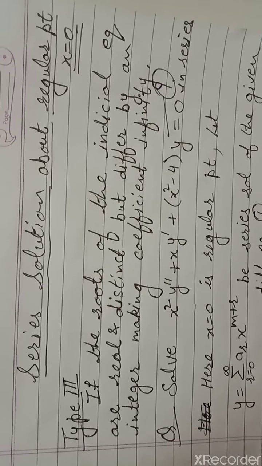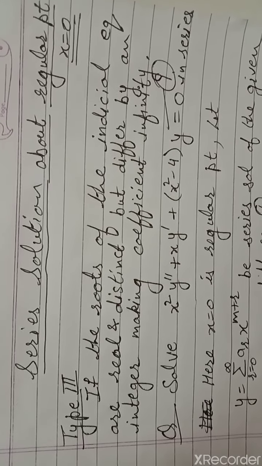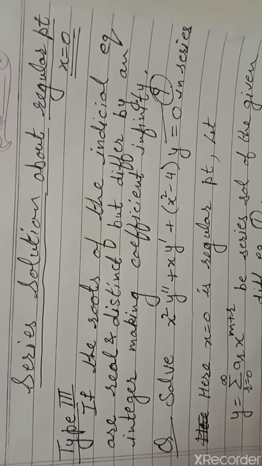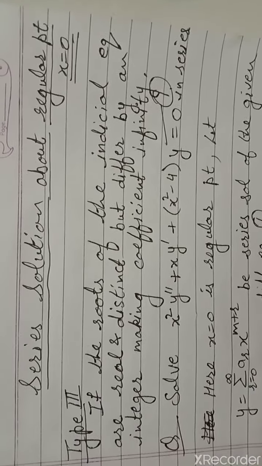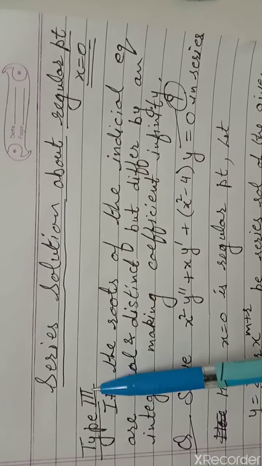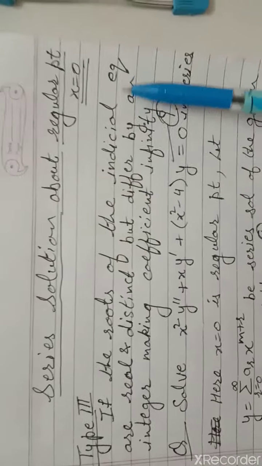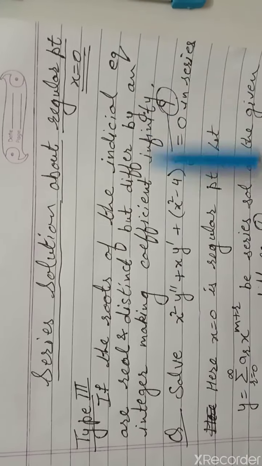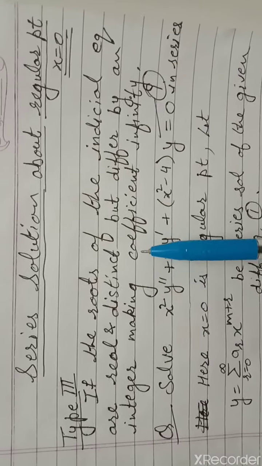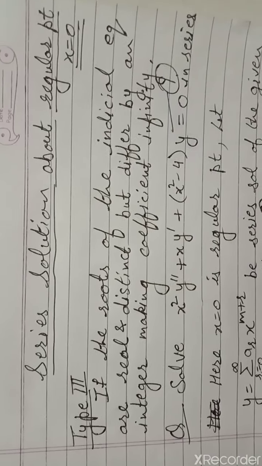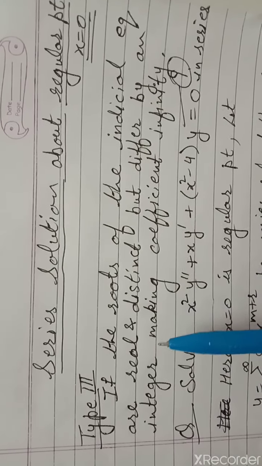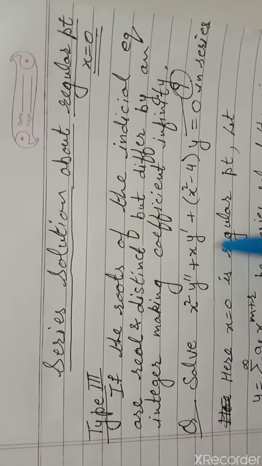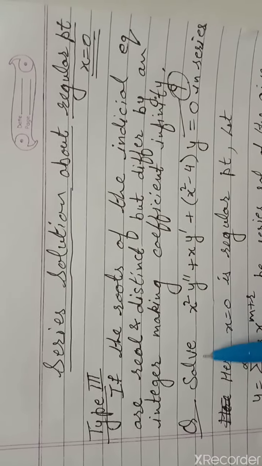Hello students, today we'll study the third type, or you can say the last type, of series solution about the regular point x equal to 0. The third type is when the roots of the indicial equation are real and distinct but differ by an integer, making some coefficients infinite. We try to understand this type by an example.